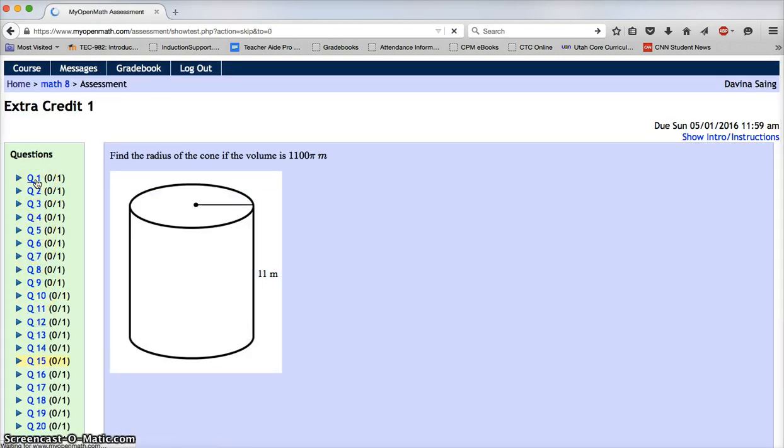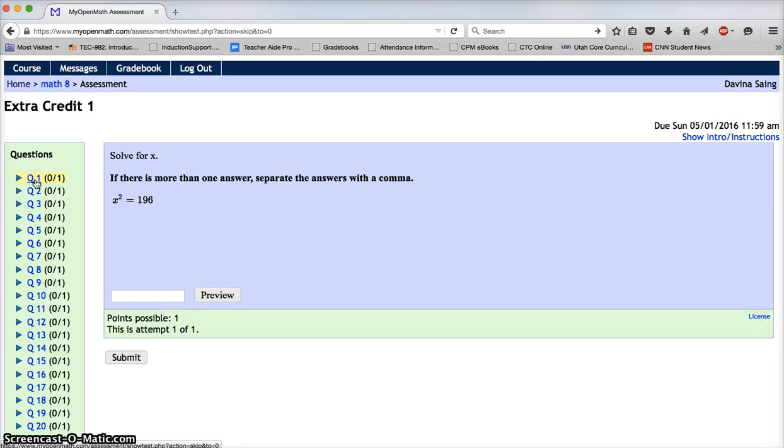So I'm going to click on an easy problem, which is generally number 1. It says here, solve for x. If there is more than one answer, separate the answers with a comma. Looking at this, in order to solve for x, I would take the square root of both sides, and I think the answer is 14.